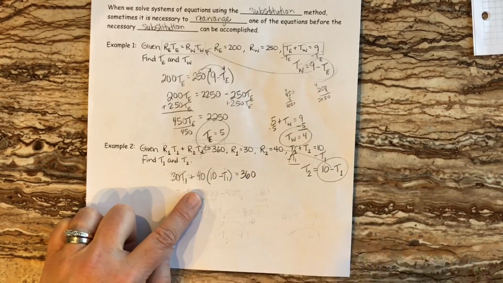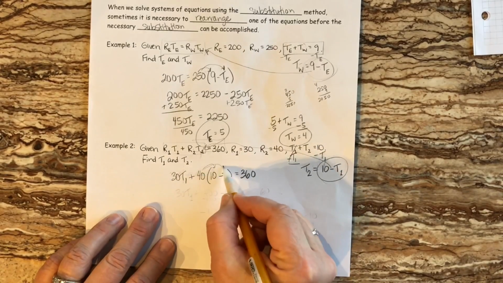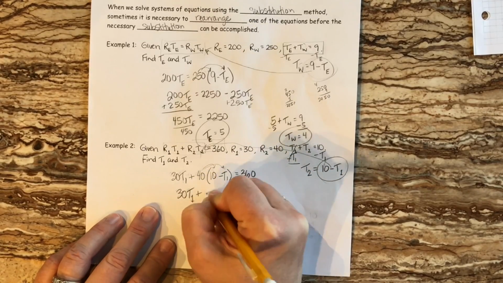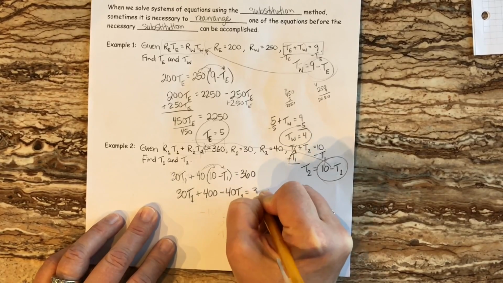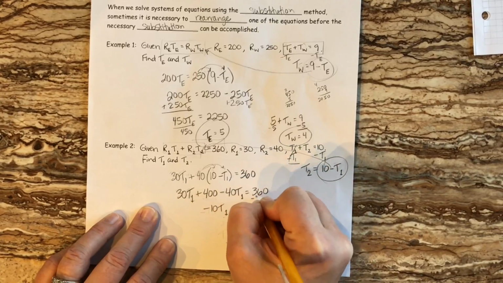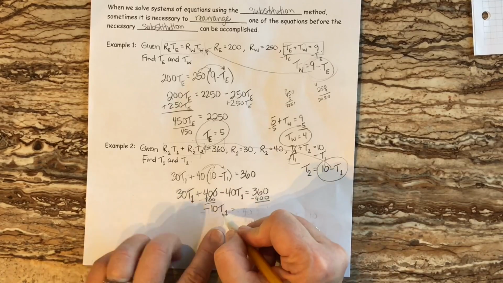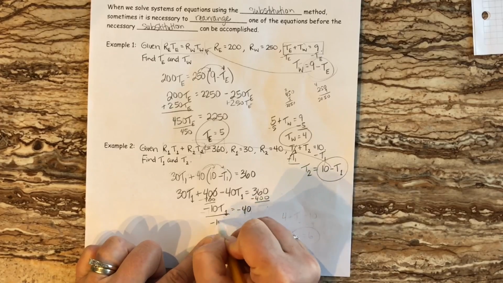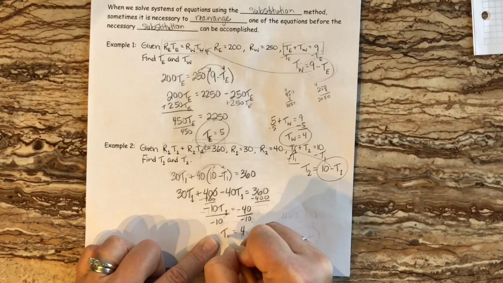So this is your most difficult part of the entire process. I'm going to distribute, solve for T sub 1. Everything else is just basic stuff that you've done before. Combine like terms, negative 10 T sub 1. Subtract 400 from both sides, and I get negative 10 T sub 1 equals negative 40. Divide both sides by negative 10, and T sub 1 equals 4.